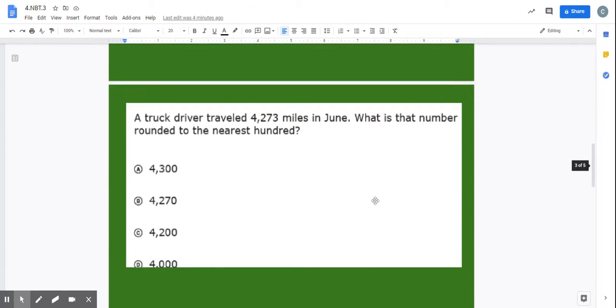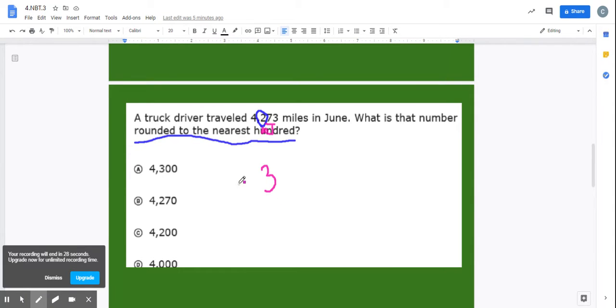Next question. It says a truck driver traveled 4,273 miles in June. What is that number rounded to the nearest 100? Well, we're going to round it to the nearest 100. And in the hundreds place is the number 2. And 2 is followed by a 7 in the tens. 7 tens tells 2 to go up because it is more than 5. So 200 rounds up to 300.